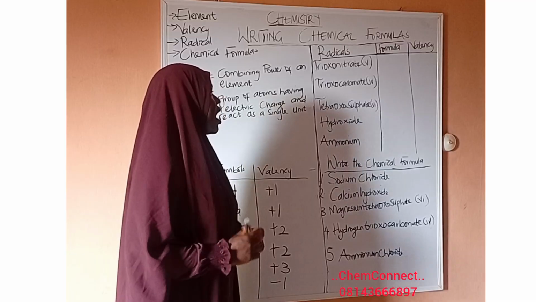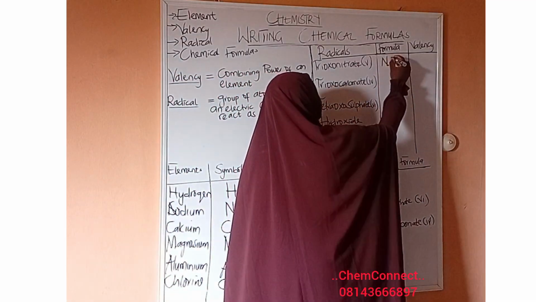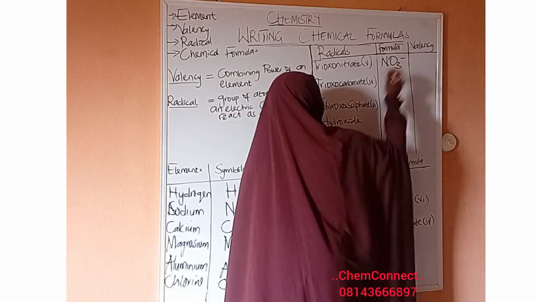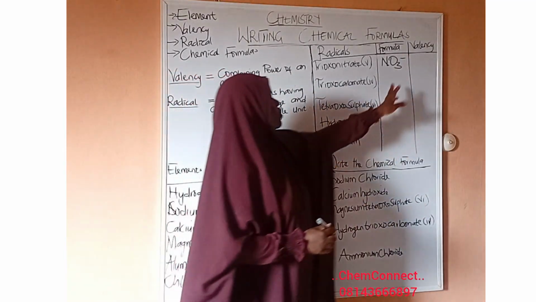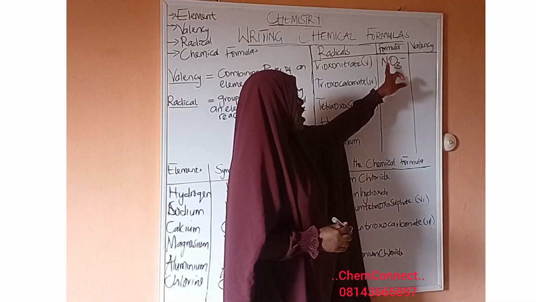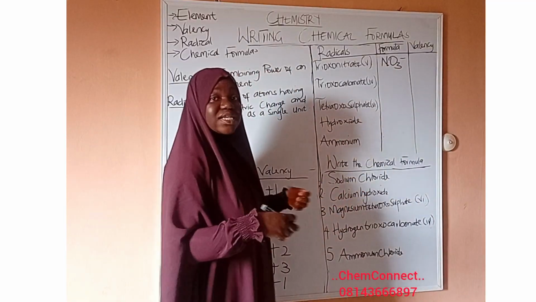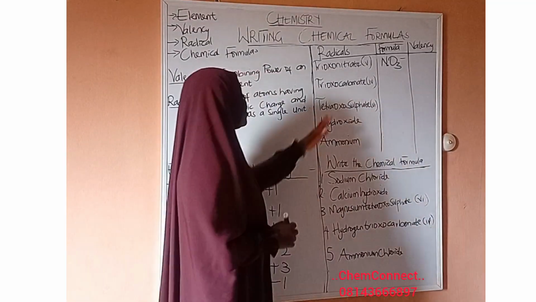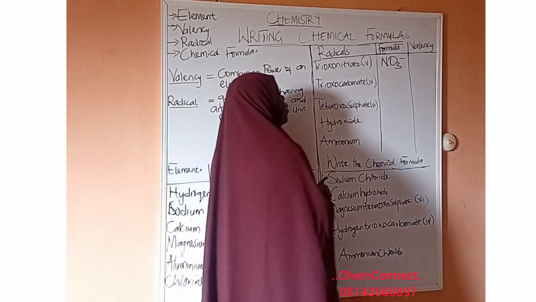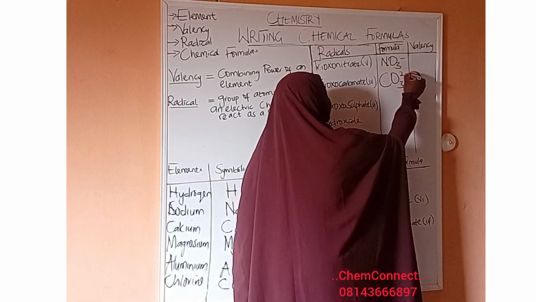Trioxonitrate(V). I'll give you the formula for trioxonitrate(V), which is NO3-. Remember we said radicals are a group of atoms. Can you see that? We have 3 atoms of oxygen here and we have 1 atom of nitrogen here. Group of atoms, but they act as single units. You take them as one entity. We have trioxocarbonate(IV) with the formula CO3 2-.